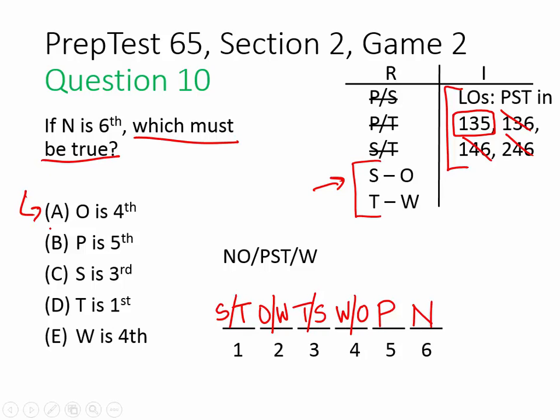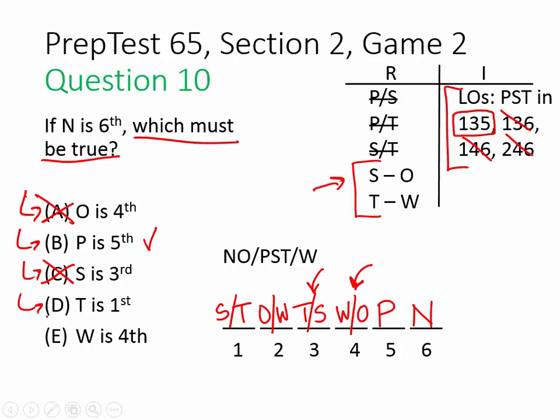A. O is in the fourth position. It might be true, but it doesn't have to be true. B. P is in the fifth position. That's looking pretty good so far. C. S is in the third position. Might be, but not necessary.